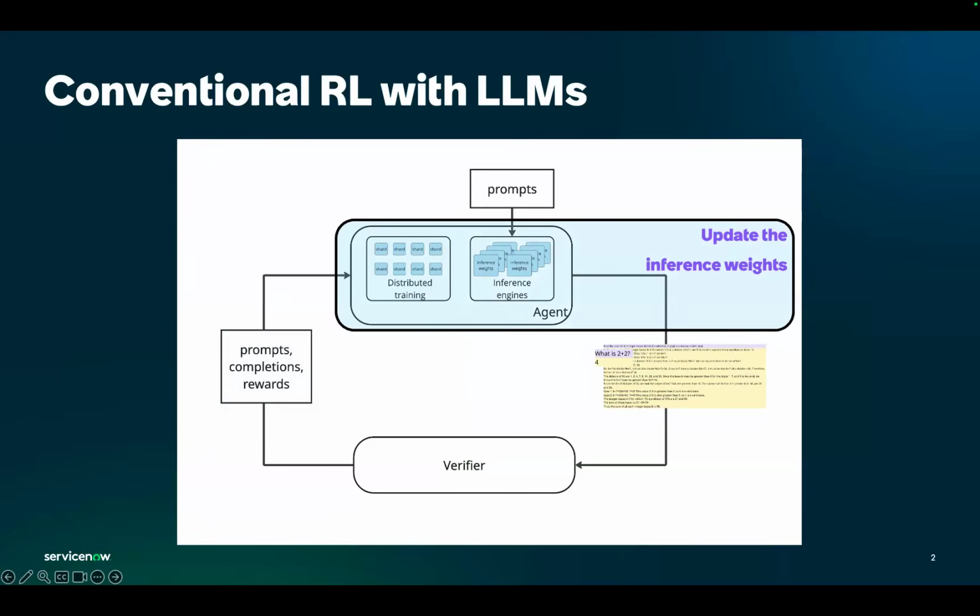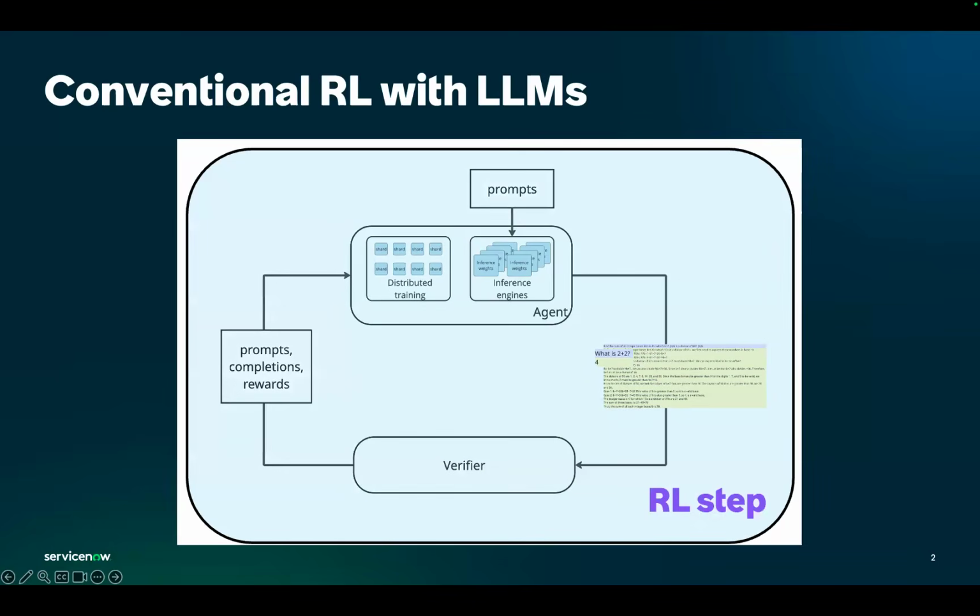And then you're going to update the inference weights. Here you have all the training and all the inference, which usually use all the GPUs at once, right? So it's a very sequential process: first the generation, and then the training. And we call this an RL step. How many optimizer steps you do per RL step is up to you, but this is one RL step.